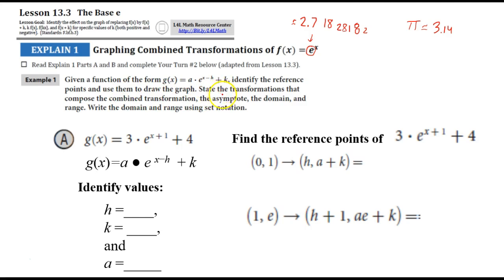So according to this example, they're asking us to identify the reference points, use them to graph, and state how the transformations are made, so it's going to look a little different from our parent function f of x equals e to the x power. And of course, to write the domain and range.